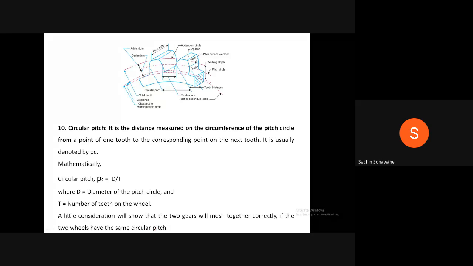See the circular pitch here. It is the distance measured along the circumference of the pitch circle from a point of one tooth, suppose I take this point, to the corresponding point on the next tooth. Whatever this circular arc is, this distance is known as circular pitch, and circular pitch PC is equal to D divided by T.